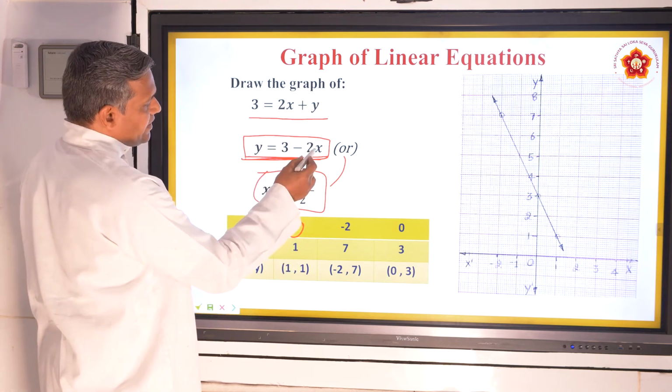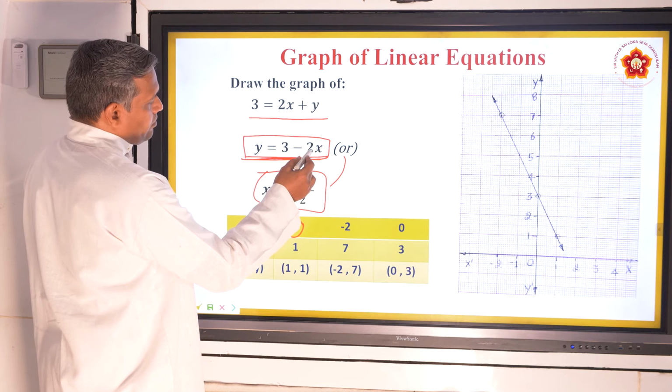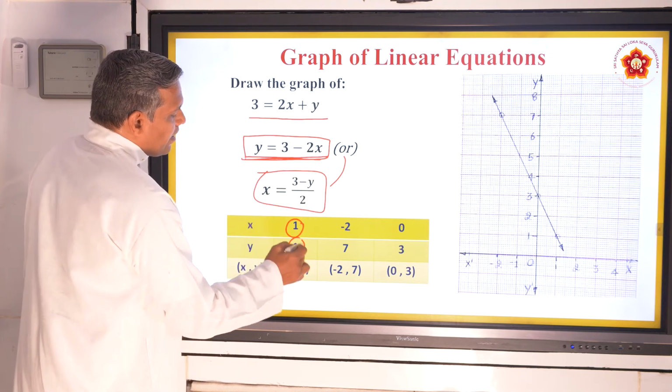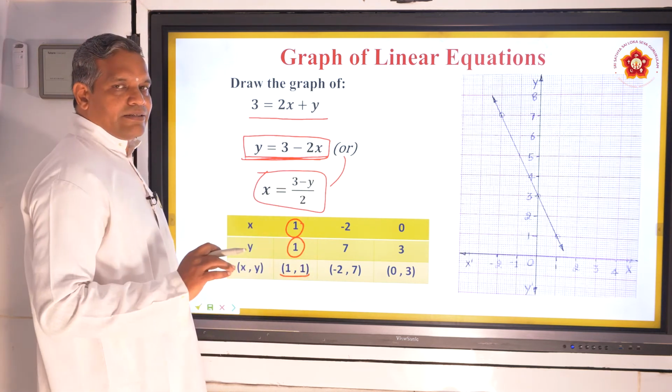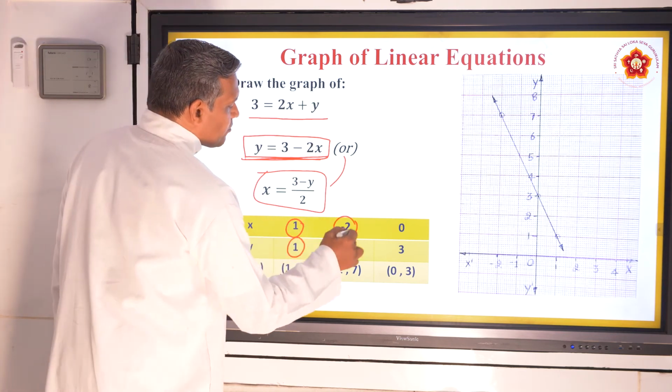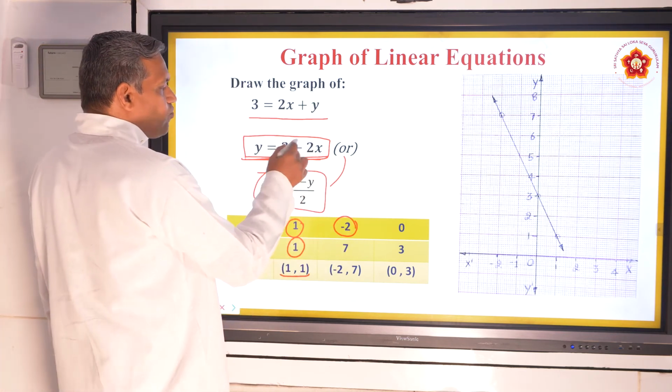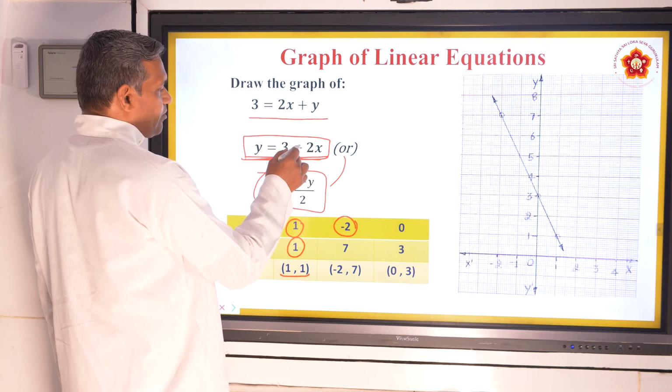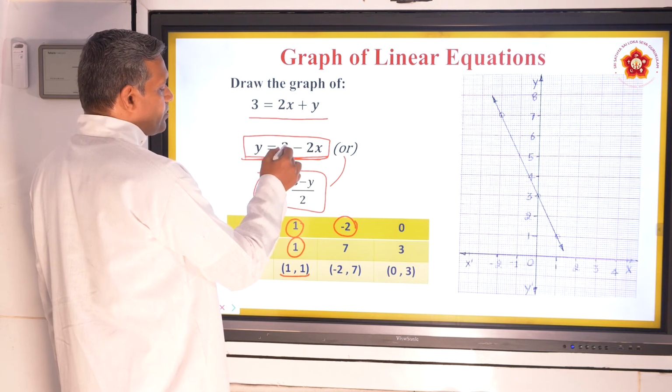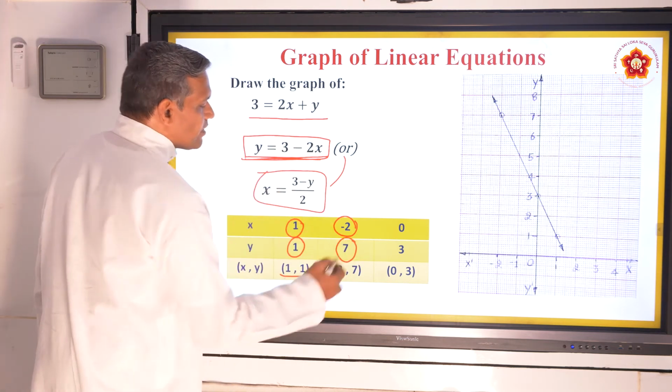When I take x is 1, 2 ones are 2. 3 minus 2 is equal to 1. I got 1 comma 1. One point already I got. Next I'll take x is equal to minus 2. Minus 2 into minus 2 will become plus 4. 4 plus 3 is equal to 7. So I got 7. Y is equal to 7.